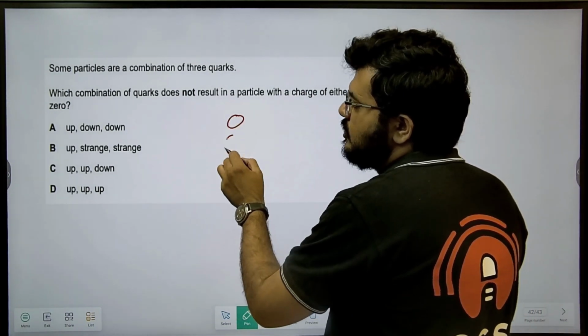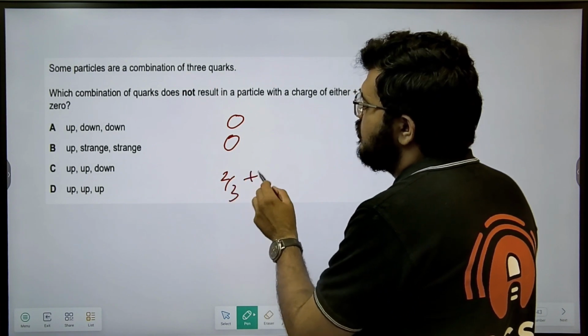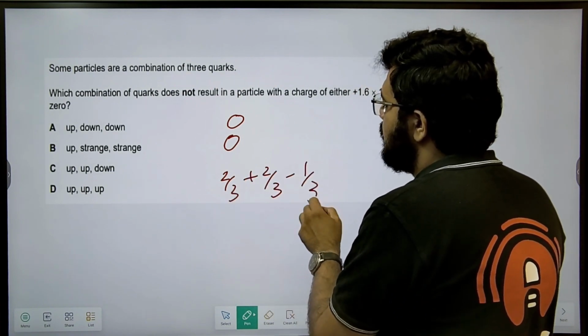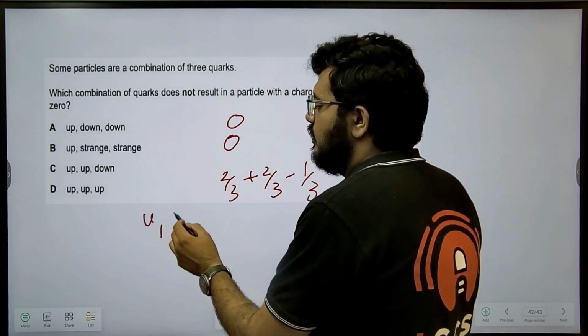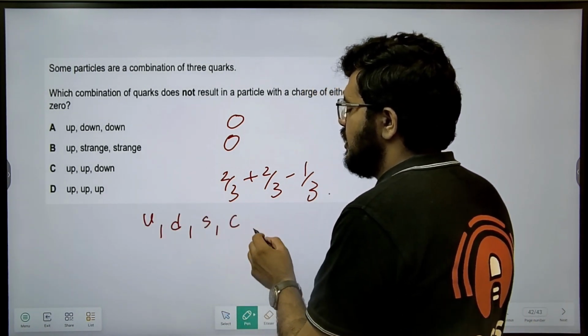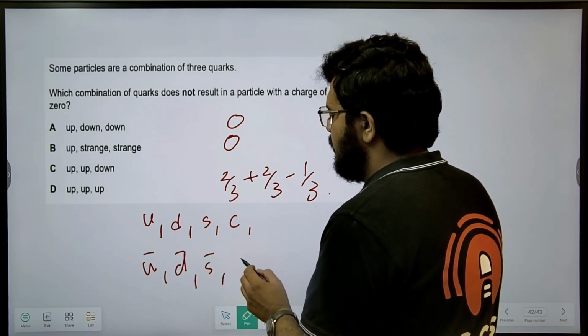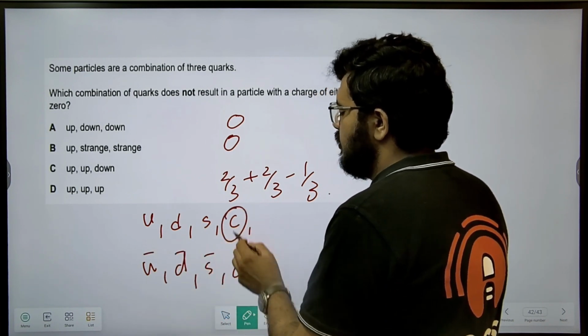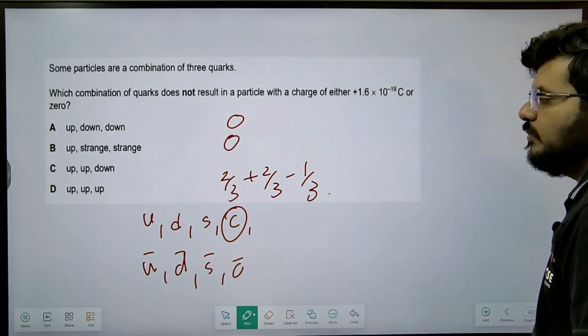Up, strange, strange, 0. Up, up, down: so 2 by 3 plus 2 by 3 minus 1 by 3. See, you need to remember the charge on up, down, strange, charm, then anti-up, anti-down, anti-strange, anti-charm. I think the symbol for this is incorrect, but yes, at least these many you need to remember.